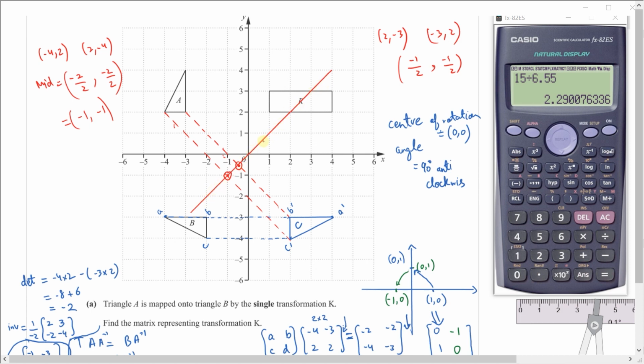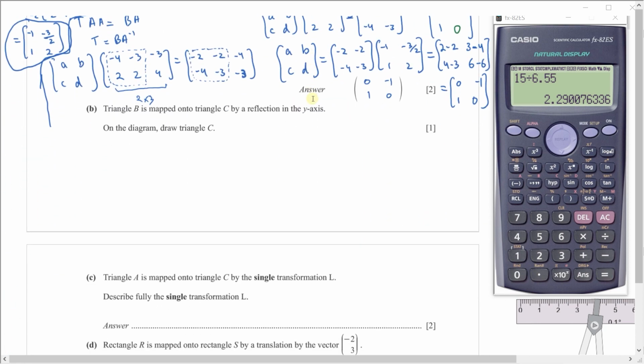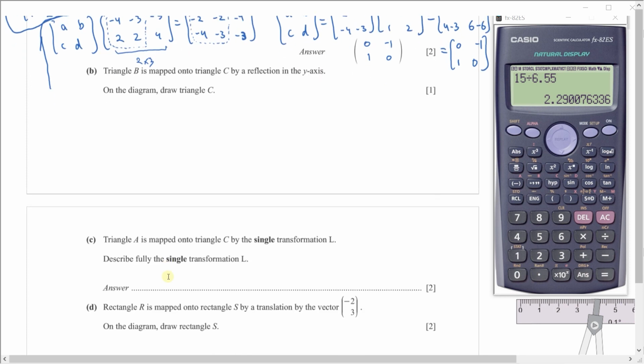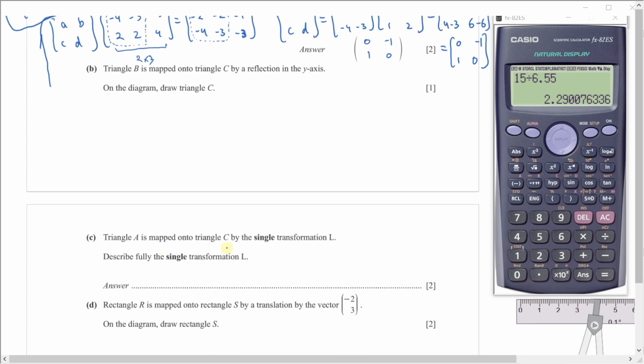And what is the equation of this line? It's passing through 1, 1, 2, 2, 3, 3, 4, 4, minus 1, minus 1. So this is y equals x. So this is the line of reflection. So we can say that the triangle A is mapped onto triangle C by reflection in the line y equals x.